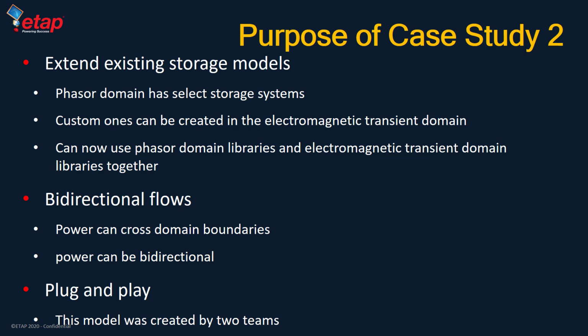It should be noted that we have no limitation on power direction. That is, power can flow forward and backwards through a domain boundary. This also means that we can have active and passive networks on either domain. Finally, this case study shows that a model can be developed by two teams. For instance, the energy storage system can be developed by a research team, while the Phasor domain can be provided by, say, a team focusing on the utility side of things. These two models can be co-simulated without having to recreate either one.